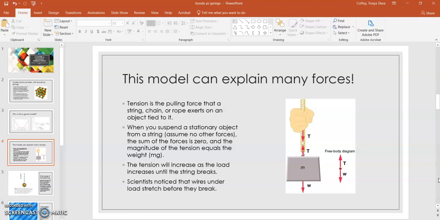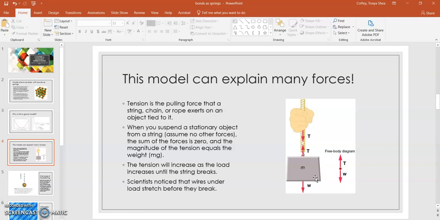if you assume no other forces, then what's happening here on planet Earth is that the mass has some weight that pulls it downward, and assuming that the mass isn't accelerating in any direction, the only other force acting on it is the tension in the rope acting upward, which is balanced by the weight acting down. And so the tension force will equal the weight in magnitude. Now, if you increase the weight that you've tied to it, the tension is going to increase as the load increases until the string eventually will break.